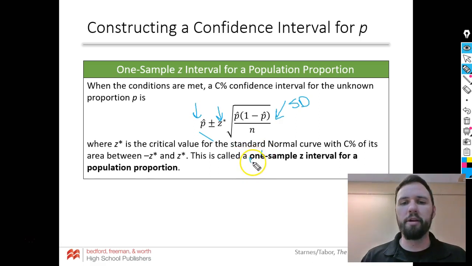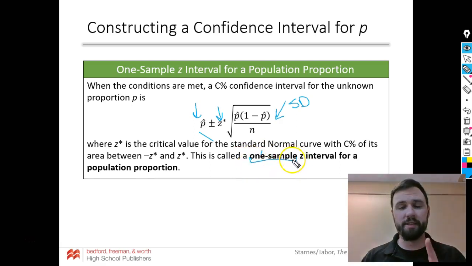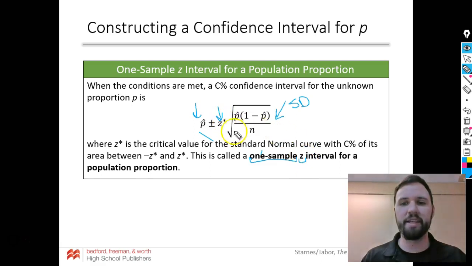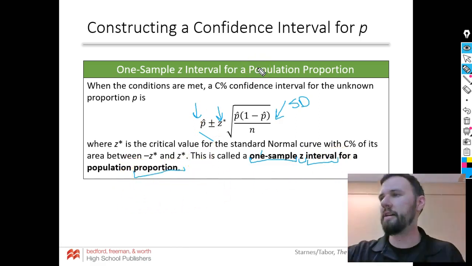But this is called a one sample Z interval because we're taking one sample, we're looking at our Z, our critical value, and we're looking at an interval and we're looking at a proportion. Don't be afraid of all those words if you just break it down.